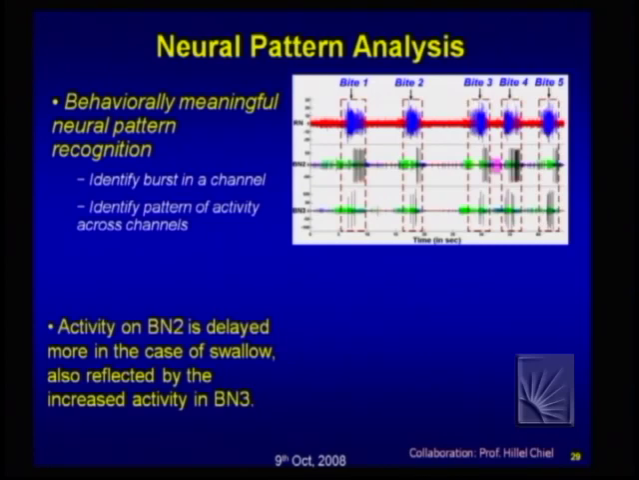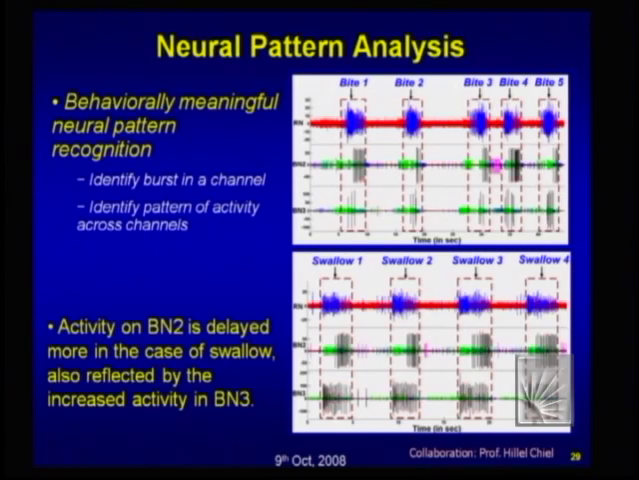As you can see here, there are different instances of biting and they have common features. If you look into the difference between biting and swallowing, the difference is that activity on BN2, a particular nerve, is delayed more in the case of swallowing, and it is reflected by the increased activity in nerve BN3. So, if you have this a priori information, then you can look for that information in the neural signals and relate it to meaningful behavior, and if you can do that, that will help you to achieve closed loop neural control. And with the kind of processing we are talking about, we can actually identify meaningful behaviors from neural patterns efficiently.